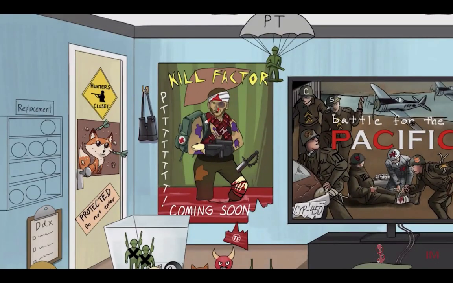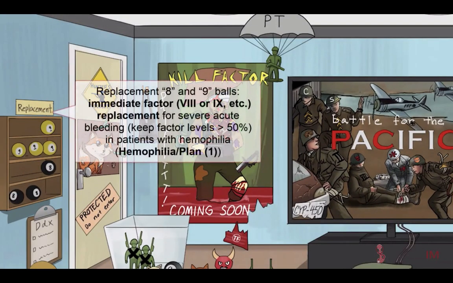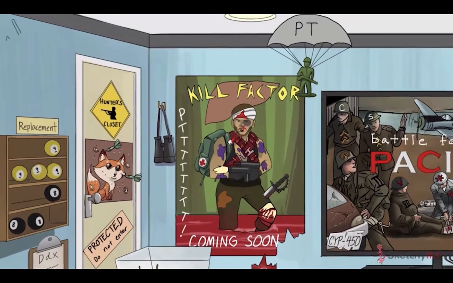Plan time! Patients with severe acute bleeding should have immediate replacement with appropriate factor therapy. It's important to keep the factor level above 50% at all times during an acute bleed. That's why there are plenty of replacement 8 and 9 balls available.